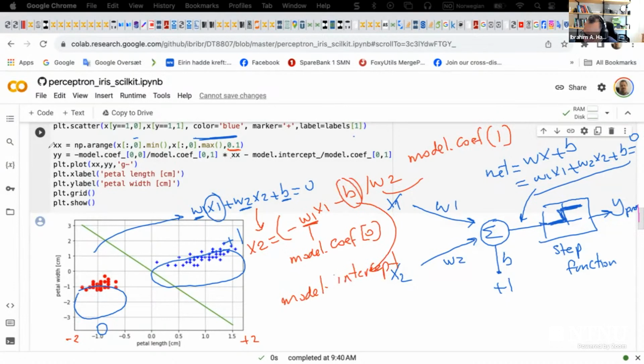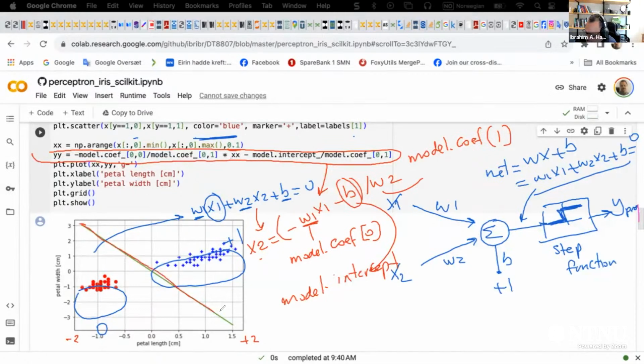So as you can see here, this equation is just the equation for x2. So x2 equals minus omega 1 x1 minus p, divided all by omega 2. That is it. So once you have x1 and x2, you can just plot x1 against x2 using a green dash, so it will be a green line. In this case, we can plot this decision line.